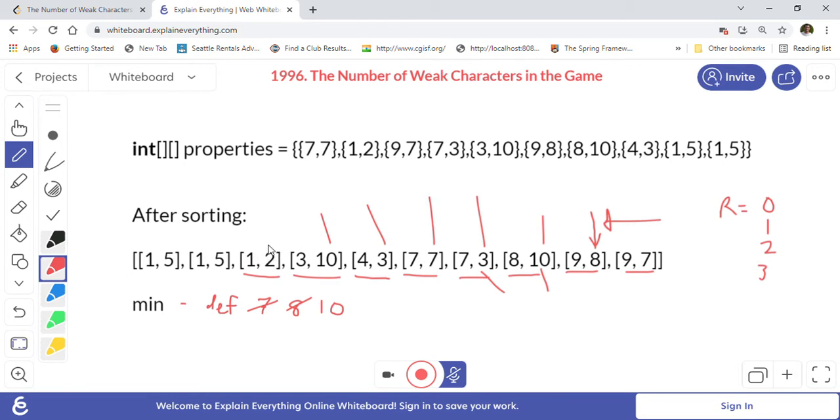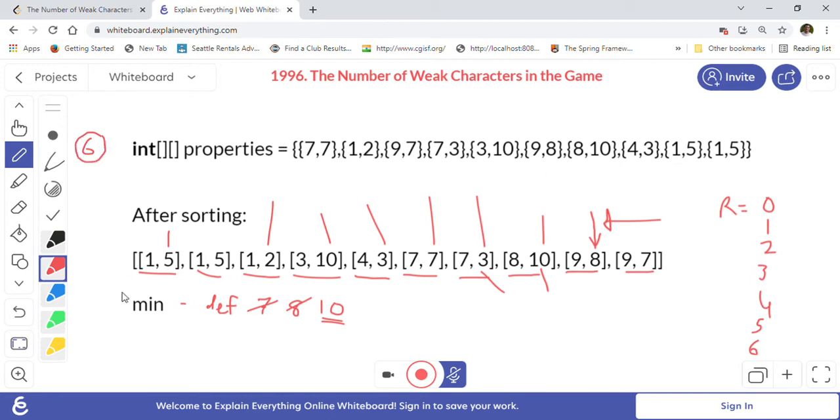Now we are at 1 comma 2. 2 is less than 10, so we will update our result count to 4, right? Because it is also a weaker pair. 1 comma 5, again 5 is less than 10, we will again update it to 5 now, right? And for 1 comma 5, the defense power is 5, which is less than our max value 10, so we will again increment by 1, so it becomes 6. So 6 is the number of weak characters in this game, basically.